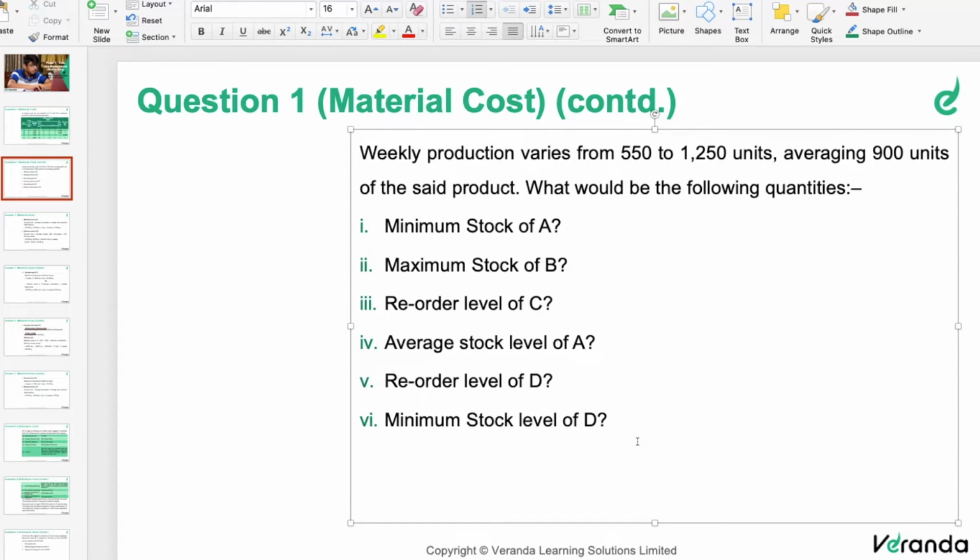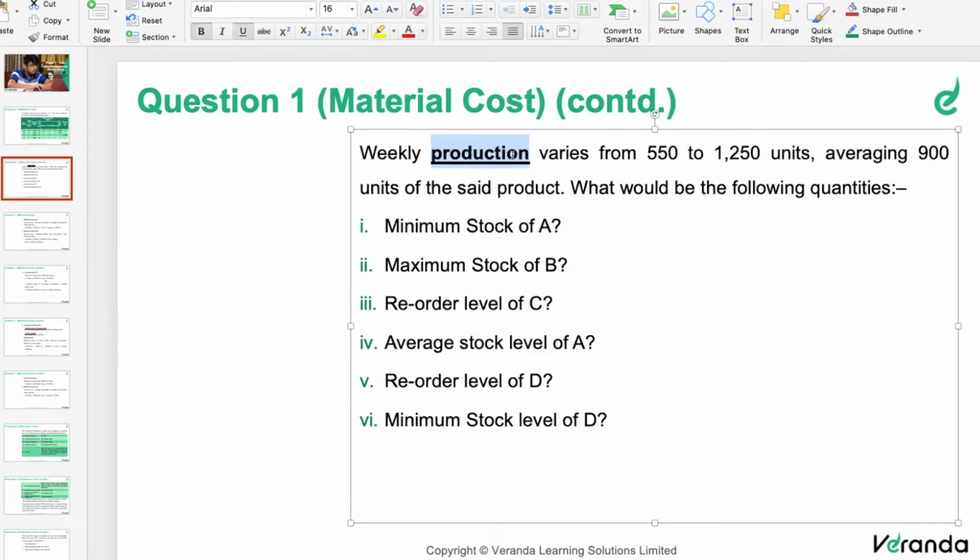These are all third standard syllabus only. Very easily you can tell which one is the minimum, maximum. Now, kindly read that particular line. Weekly production varies, given in this question. Am I right? Can you please tell me, does production represent finished goods or raw material?